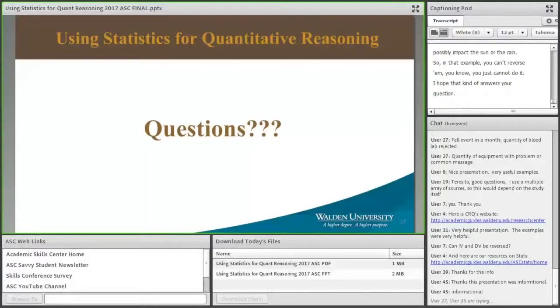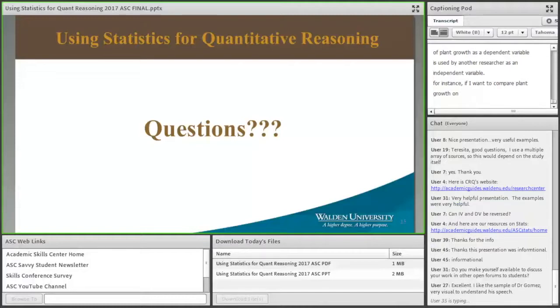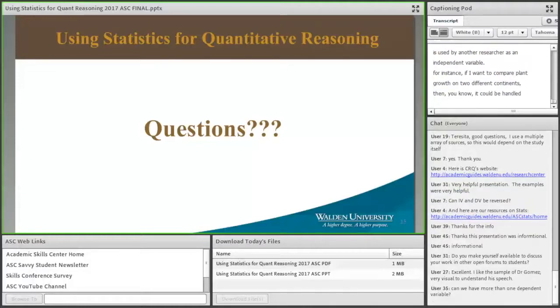I hope that kind of answers your question. It all depends how you've defined that variable in your research question. It's very well possible that Tara's example of plant growth as a dependent variable is used by another researcher as an independent variable. For instance, if I want to compare plant growth on 2 different continents, then it could be handled differently. Or if I want to find the relationship between how much you water and how much your plants grow, it all depends on the definition of your research question.